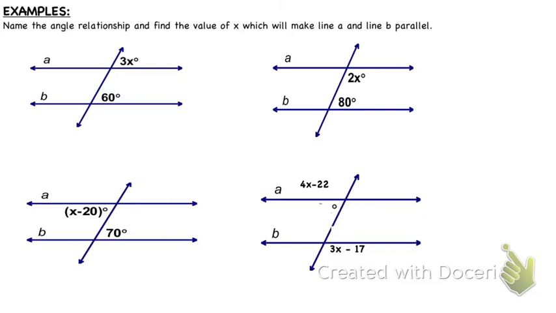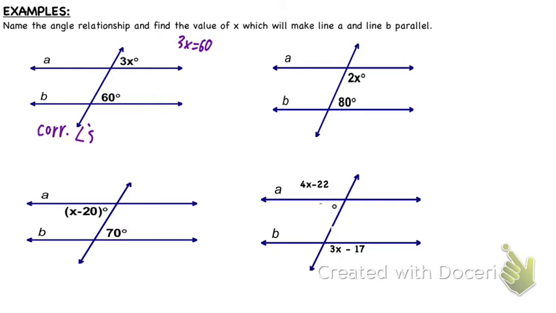What type of angles are these? Corresponding angles. So name the angle relationship, corresponding angles. Now, if these corresponding angles are congruent, then the lines would be parallel. So if these angles were congruent, what would be an equation I could set up? Seth? 3x plus 60 equals. Not quite. Gregory? 3x equals 60. Congruent means set them equal. 3x would equal 60, okay?